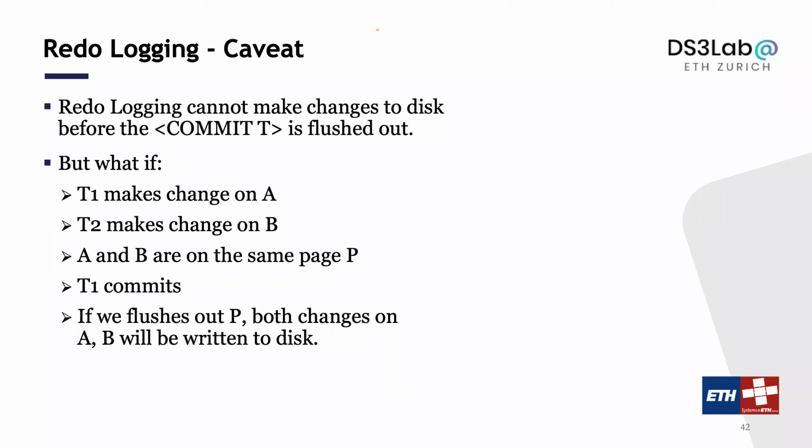When you have many transactions making concurrent changes, at the end of the day you are putting a lot of pressure on your buffer manager, because this is a hard constraint. I cannot evict that page. If you have a very small buffer, maybe you cannot evict any of the pages, because evicting them means I need to reflect the changes, but I cannot because of my redo logging protocol. So that is a potential problem for redo logging.